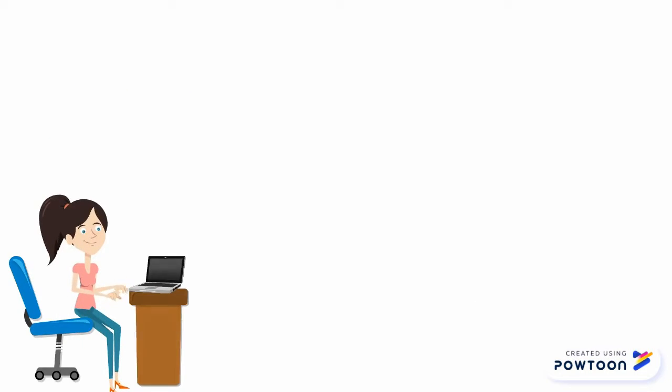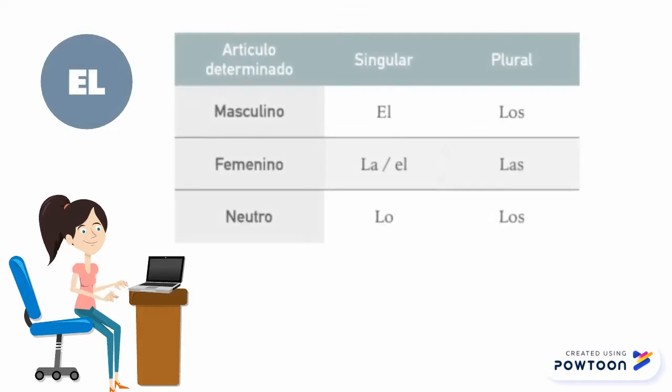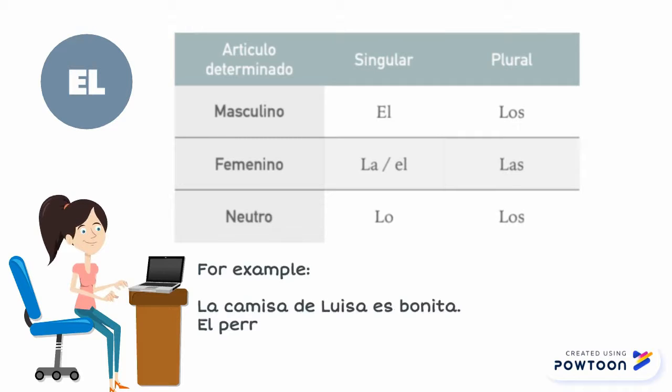El artículo determinado el y sus variantes en español serían masculino singular el, plural los, femenino singular la, plural las, neutro singular lo. For example, la camisa de Luisa es bonita, el perro de mi amiga me mordió, lo que me molesta es tu actitud.